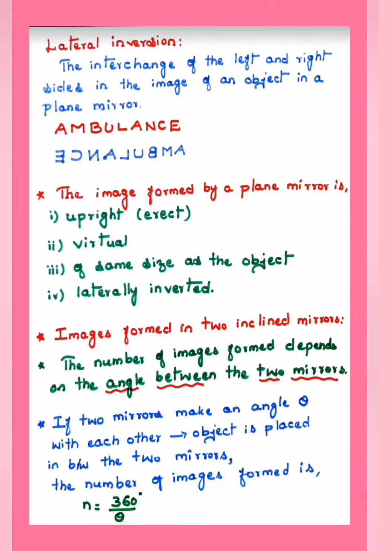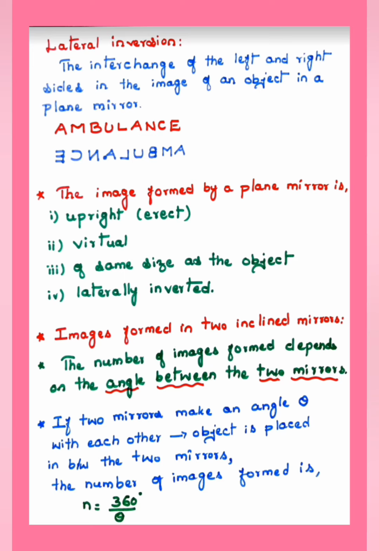Okay. Next, we shall see the characteristics of the image formed by the plane mirror. It is upright, virtual, the same size as the object, and it is laterally inverted, not inverted, laterally inverted. So these are the 4 main characteristics of the image formed by the plane mirror. Remember this, it might be asked in multiple choice questions.